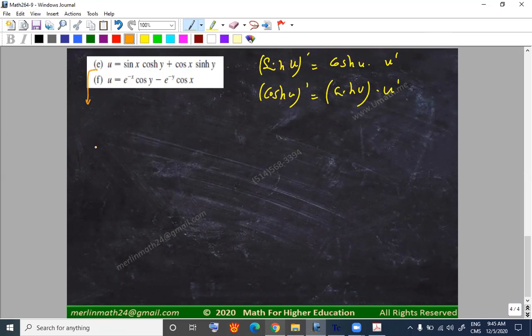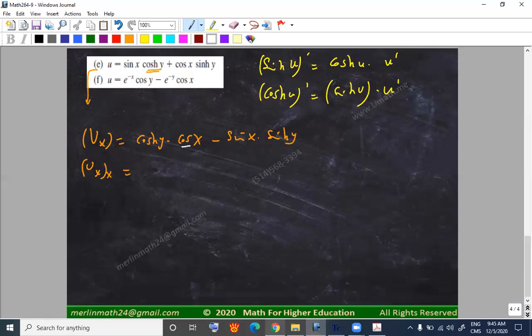Let's do it fast. Ux first. Deriving with respect to x, cosh y is a constant in this case, so I copy it times cos x. Deriving with respect to x, cos is a minus sine x, so minus sine x sinh y. Any question? Now you want to derive one more time for x. Pay attention: cosh y stays the same, deriving the cos is a minus sine x, deriving sine is a cos x, and sinh y stays the same. That's it, I keep it.